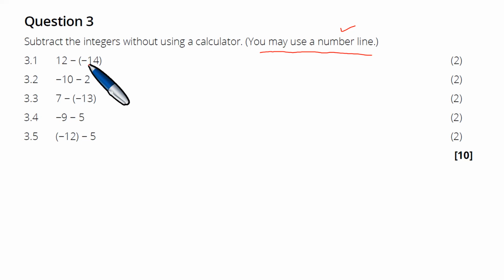Okay, we don't need to use a calculator, but you need to actually do the subtraction of these numbers. Now, there are a couple of ways to do this. They said we may use a number line. What is negative times negative? Positive. Negative times negative equals positive. And what is positive times positive? It's positive.